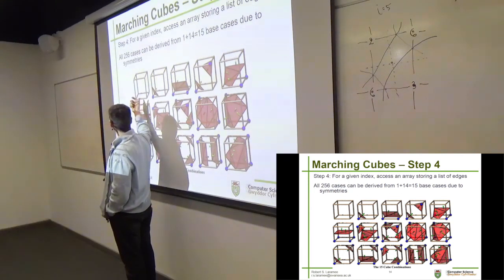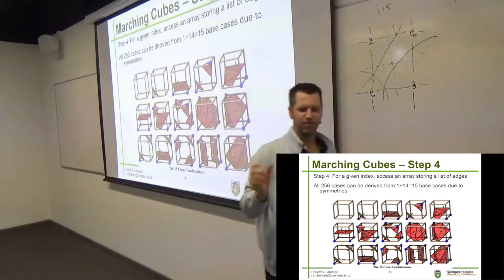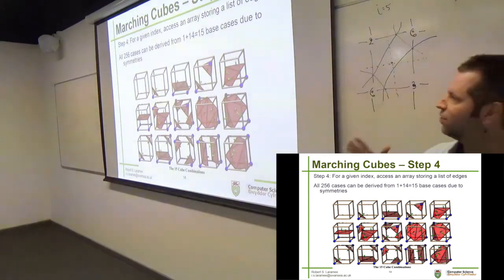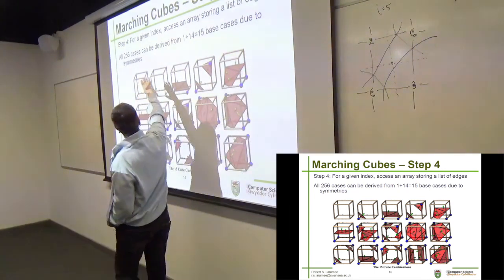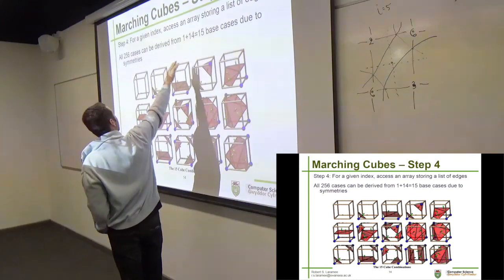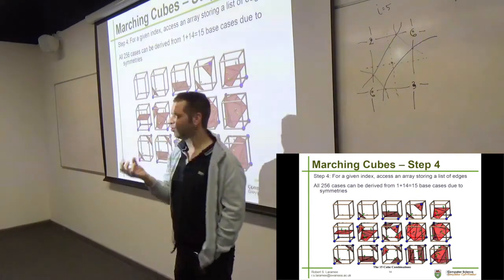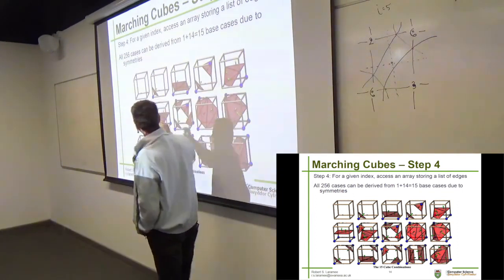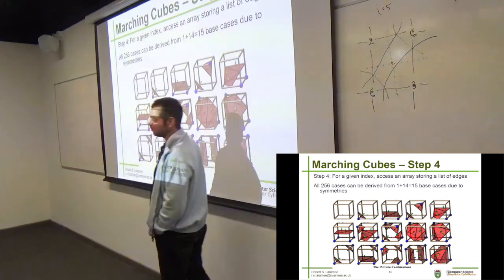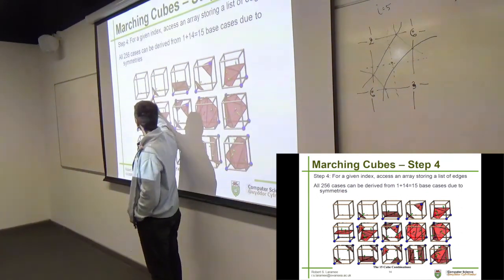Right? It can be rotated in at least eight different ways and have the same result. So that's what this statement means, that 256 cases can be derived, and then there are only 15 base or unique cases. Here's the next simplest one. And this is when one vertex falls inside the surface.